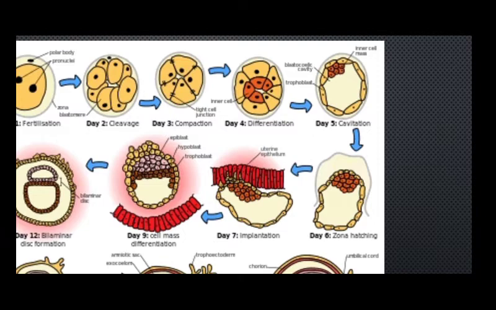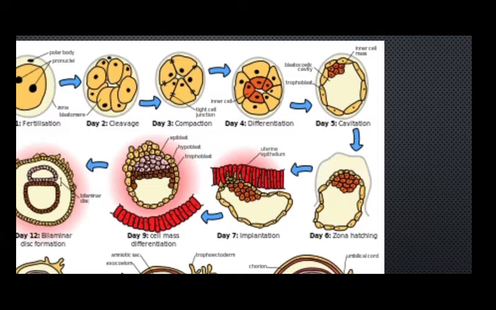This outer boundary is made up of the cells which are called the trophoblast. Now once this structure forms, it is called the blastula. So from the morula, it has transformed into the blastula, and once the blastula has fully formed, it can be a multicellular structure of 32 cells or even more.